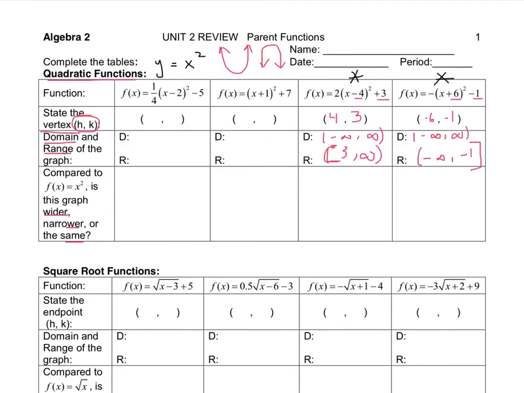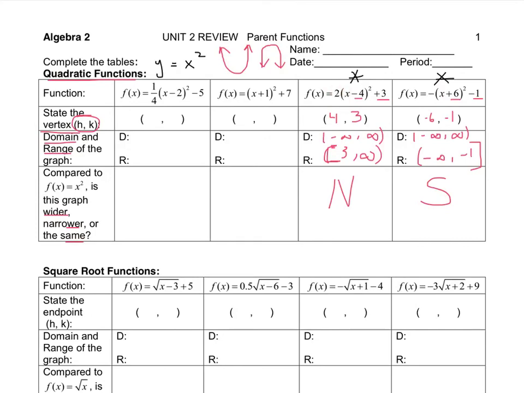Now to decide whether it's wider, narrower, or the same width as the parent function, you look at what number it's being multiplied by. If it's multiplied by a number greater than 1, then it's going to be narrower, since it's going to be vertically stretched. Now if it's multiplied by 1, it's going to be the same. Remember, the negative tells you whether it's reflected or not. So basically you look at the number that it's being multiplied by. Here there's no number, so it's the same width.